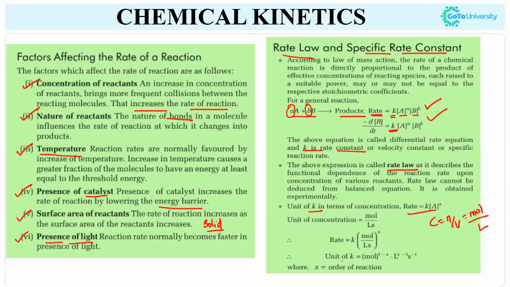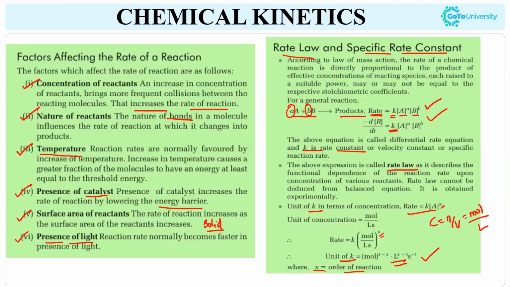So if you write the unit of K, it will be mole to the power (1 minus x), liter to the power (x minus 1), second to the power minus 1. Here x means whatever: if it is 1, the value changes, and if the x value is 2, this value will change. So we can take it as a common value x. x may be equal to 0, 1, 2, 3, whatever. Then the unit of K will be like this. This equation we have to remember, because you know the order of the reaction, right? For different orders, we have different units. So we have to memorize this equation, then only we can change this expression for different orders of the reaction. So x we can consider as the order.